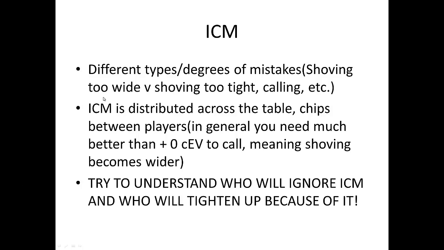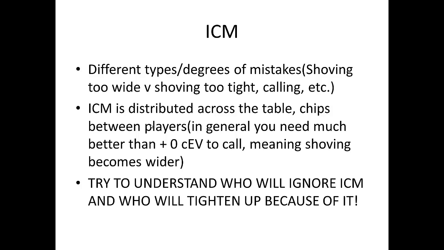The main reason ICM is a factor, why you have to think about it, is that ICM is just chips distributed across the table between players. This means if two people get all in preflop, the ICM expected value is going to go to everybody at the table, but the expected value in chips is only going to go between those two players. So this is why you need a calling range that plays better against their range in general. You need much better than +0 chip EV to call, meaning shoving becomes wider. You need to be tighter with your calling range, for this exact reason: the ICM isn't just between you and him.